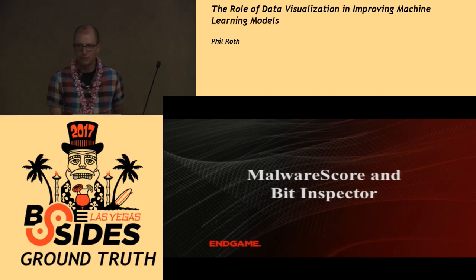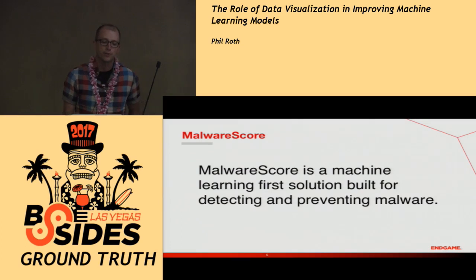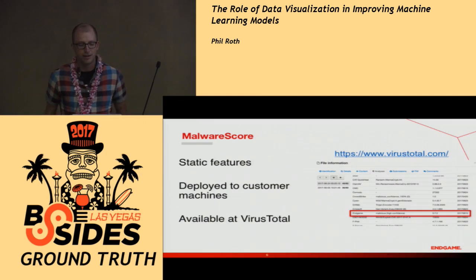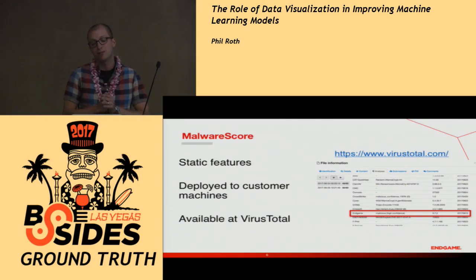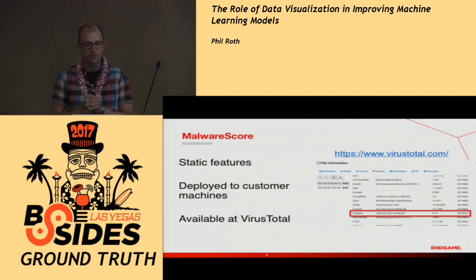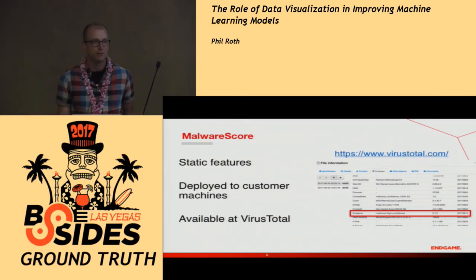All right, so let me talk about the two products that I work on, one external and one internal. Malware Score is a machine learning first solution built for detecting and preventing malware. It's a model that operates on Windows executable files. It's based on static features, and it tries to classify whether these executables are benign or malicious. It's very lightweight. It executes very quickly. It's deployed to customer machines, and it's also available at VirusTotal. We're proud of those scores, and you can go get them publicly at VirusTotal and dig around and see how they work.